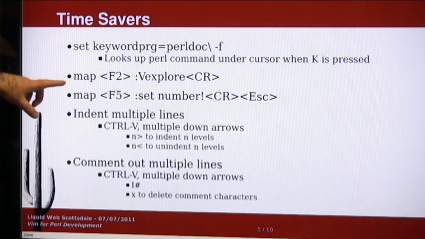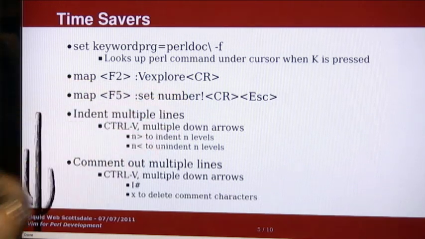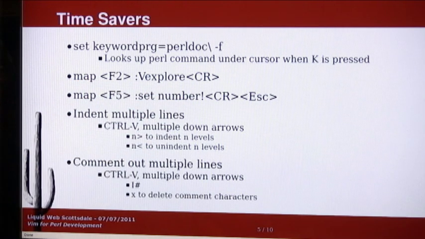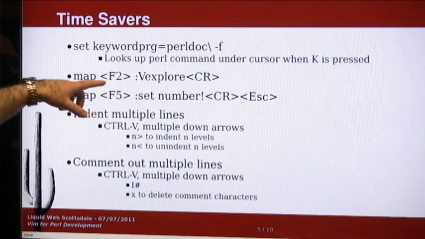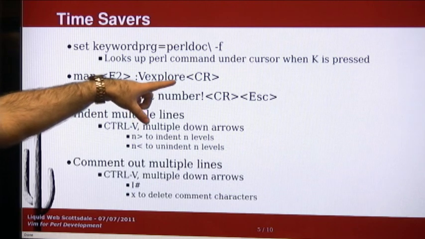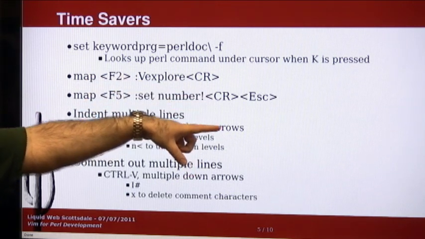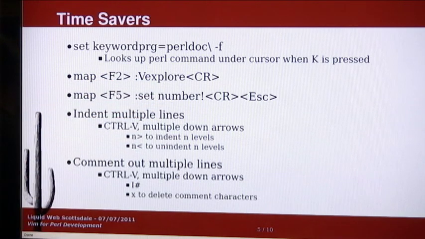So another command is you can map keys to do other commands. So basically you hit a key and it does something. So I'm mapping in mine F2 to :Vexplore, and then the CR is carriage return. So what the Vexplore does is it opens another window which basically gives you a directory listing.